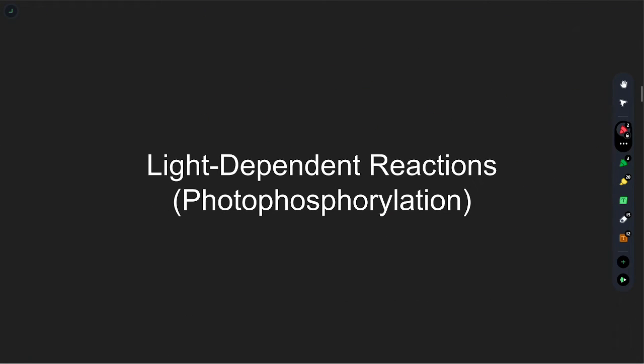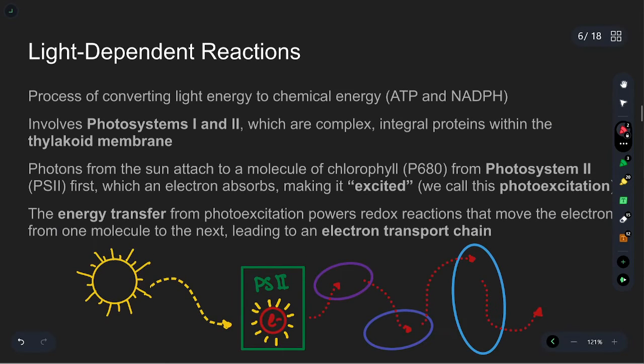Okay, so photosynthesis is made up of light-dependent reactions and light-independent reactions. We're going to start with light-dependent reactions first. And this is the process of converting light energy to chemical energy. And by chemical energy, I mean ATP and our reducing power NADPH.